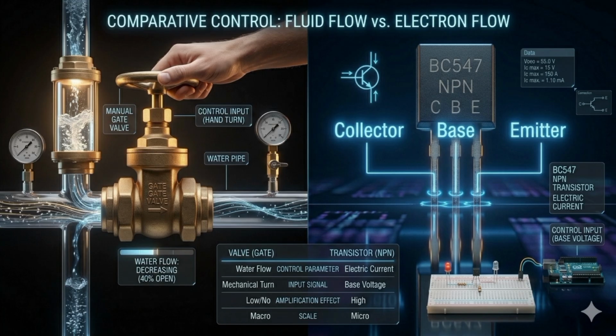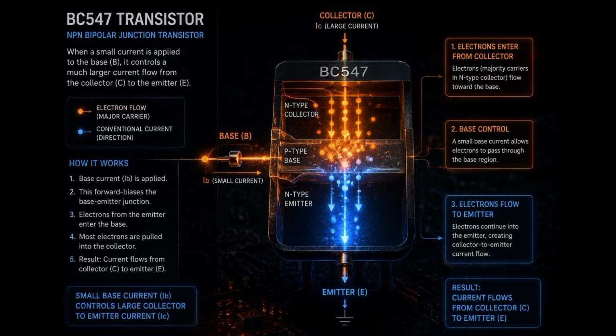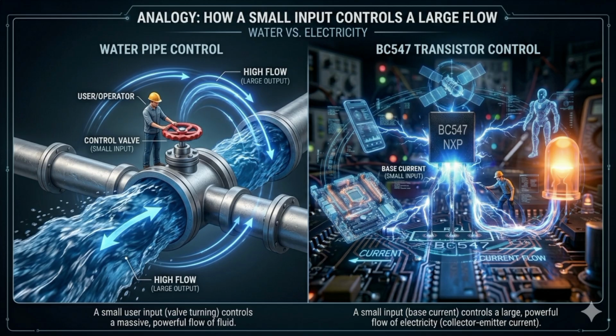To understand this better, let's use a simple water analogy. Imagine a water pipe. Inside the pipe, a large amount of water is flowing. Now imagine a small valve controlling that water flow. Even though the valve is small, it controls the entire water movement. A transistor works in a similar way. The base pin acts like the control valve. A small current entering the base controls a much larger current flowing through the transistor. So a tiny electrical signal can control bigger devices. This is why transistors are so useful.